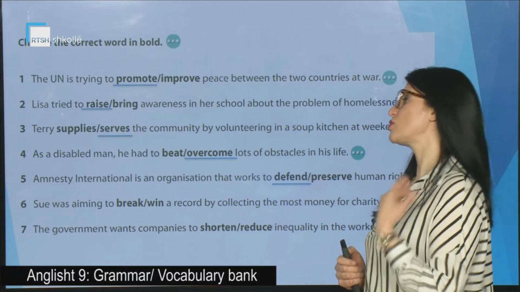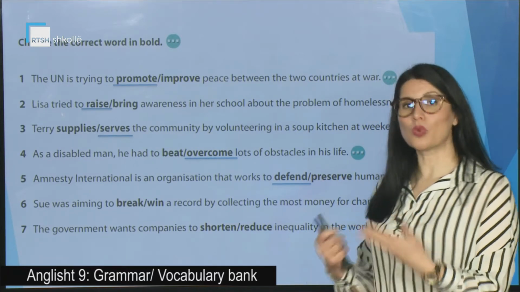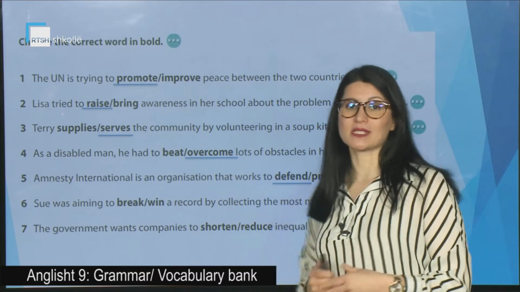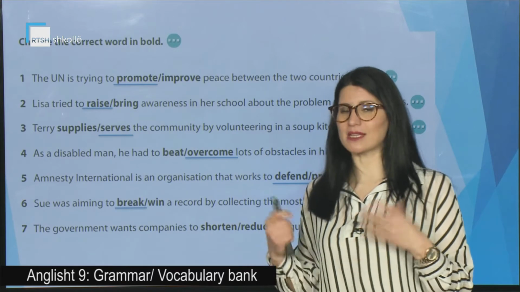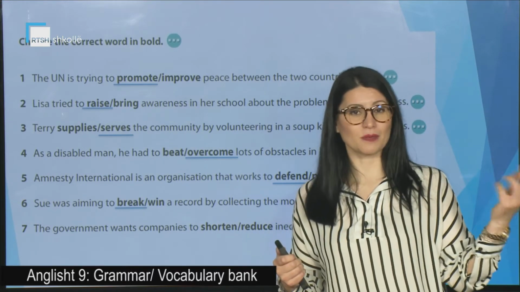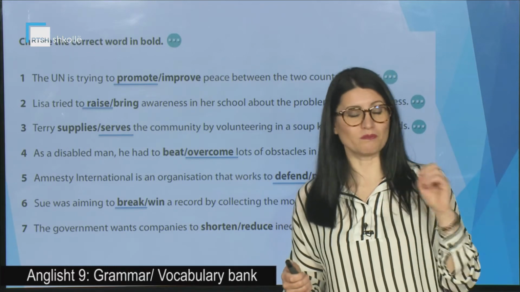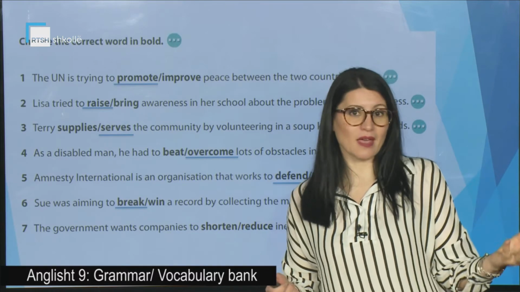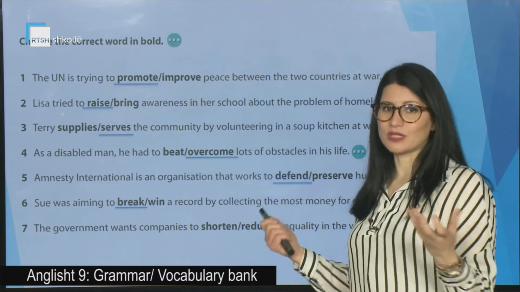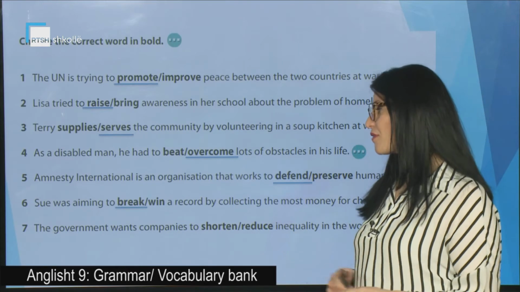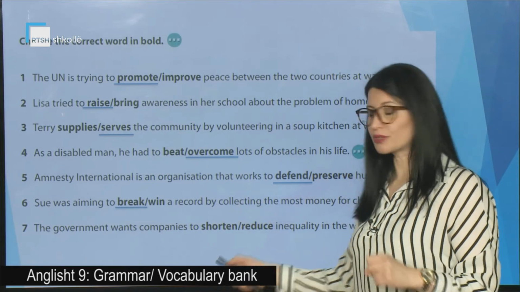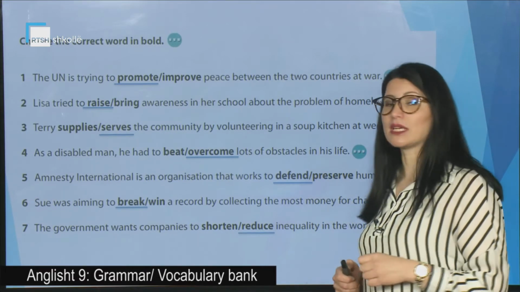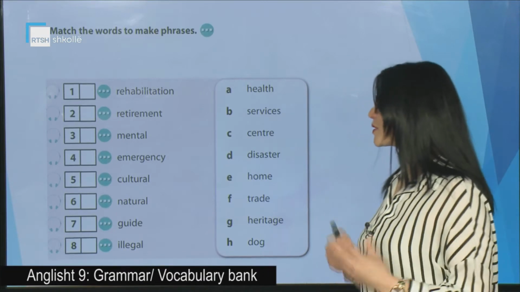Number 6. Sue was aiming to break or to win a record by collecting the most money for charity. We say to break a record, as it appeared in our text about 3 young people who made their difference, who pushed their limits and who went that extra mile. They broke different records. The government wants companies to shorten or to reduce inequality in the workplace, and it is to reduce inequality. And now let's go on with another exercise.